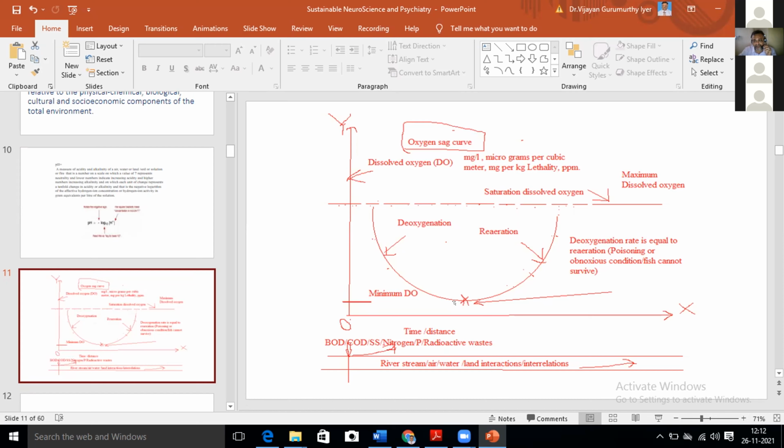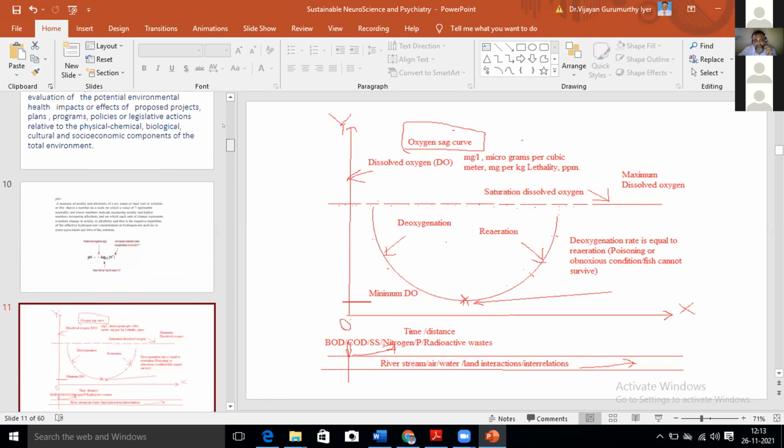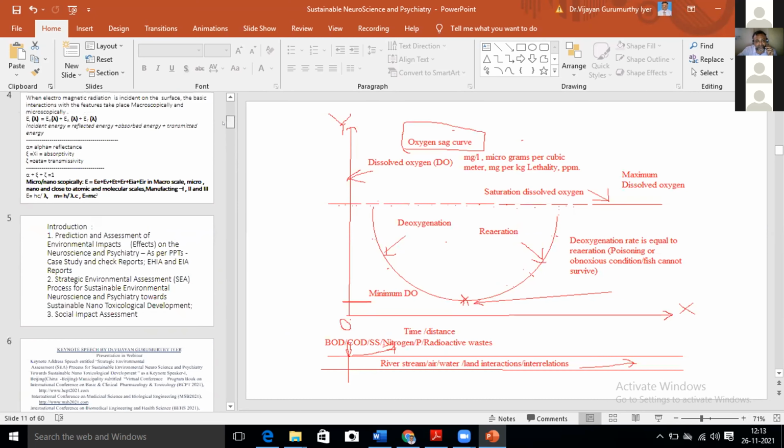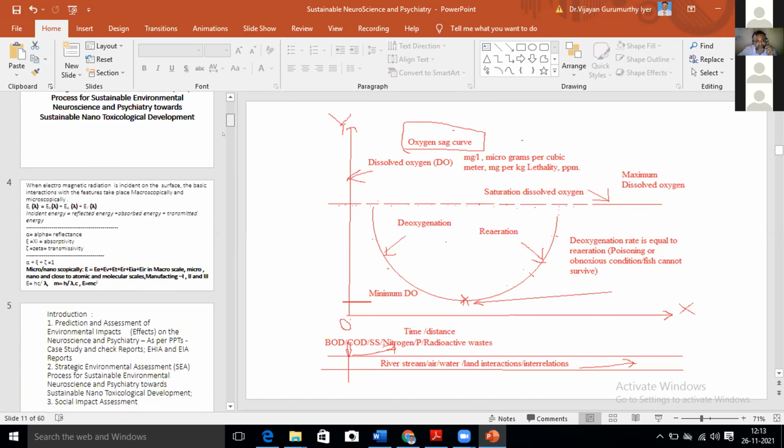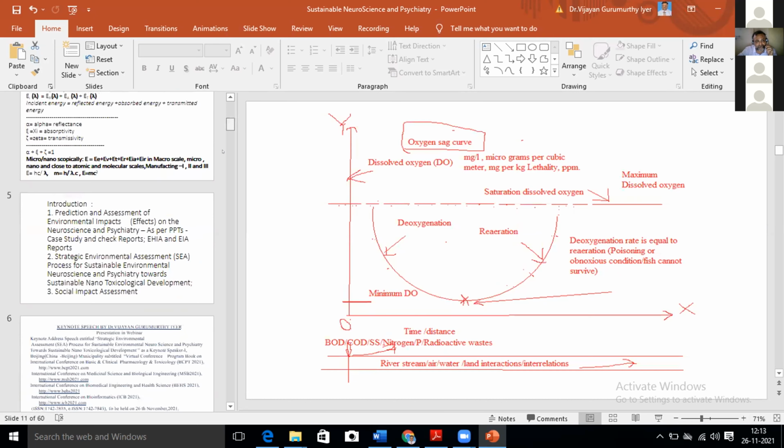Fish cannot survive below 6.1 mg per liter of DO in a river. If it is less than 6.1, the fish cannot survive there. So it is called fish toxicity. So BOD, biochemical oxygen demand, has to be controlled. That is in air, water, and land. The air, water, and land have to be controlled.